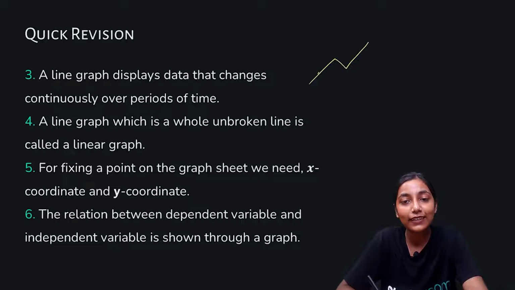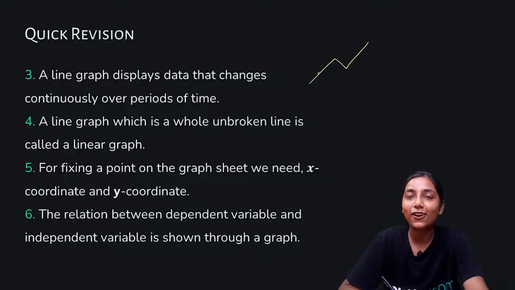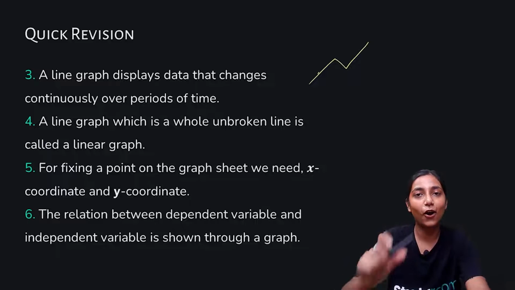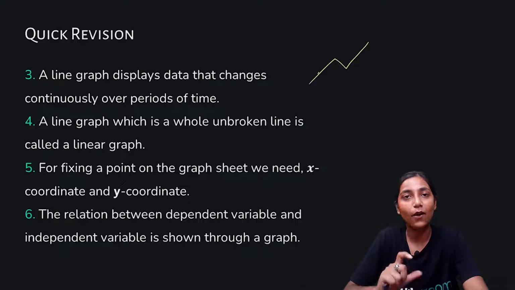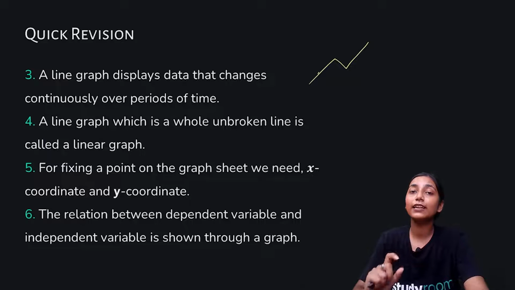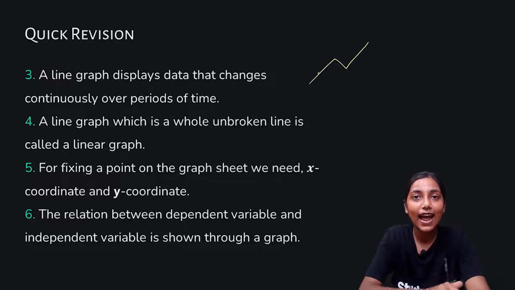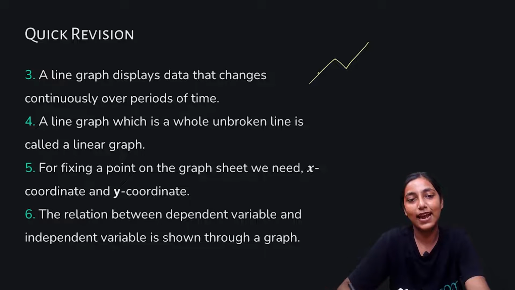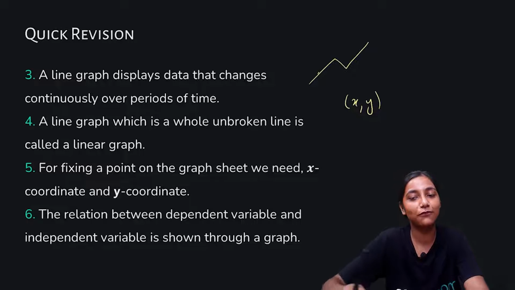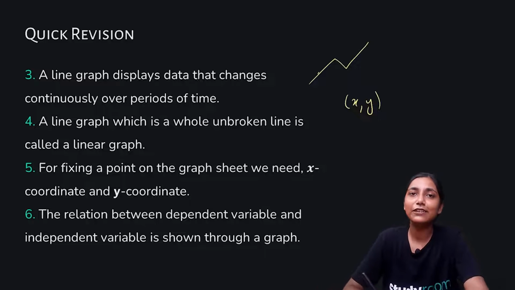For fixing a point on the graph sheet, we need the x coordinate and y coordinate. So I told you how you can locate a point. How can you find the position of a point? For fixing a point on the graph sheet, we need its x coordinate and the value of its y coordinate as well. And you get this x comma y, your coordinates for that point. So if you have the coordinates, you can easily fix that point. You can easily find the location and plot that point on the graph sheet.